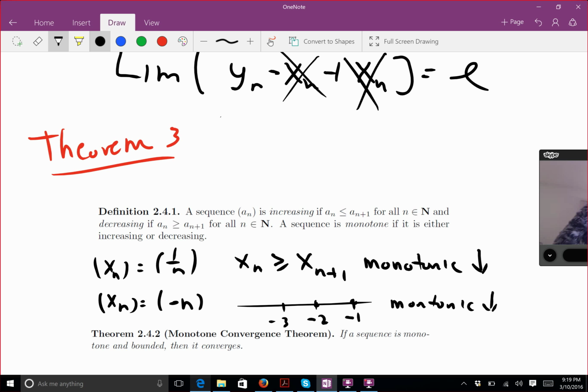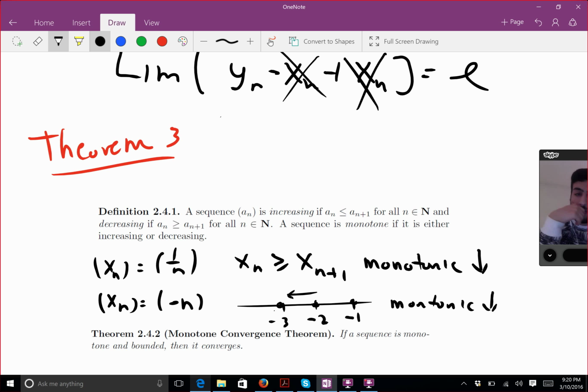How's that? Because if I look at any term in the sequence, the one after that is always less than or equal to it. The one after that is less than the original one, because it always lies to the left. These guys are going this way. So what it means is that if you look at any term in the sequence, all the rest of them have to lie to the left of that term.